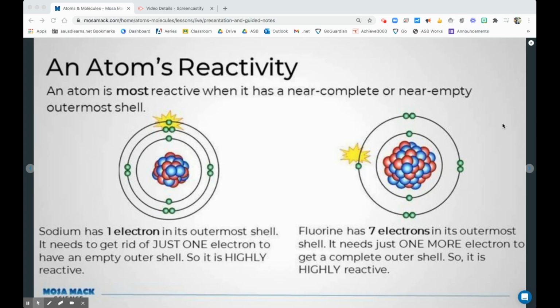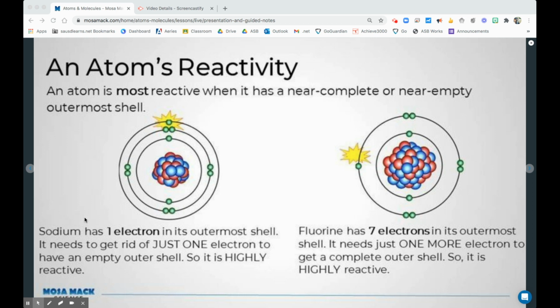So let's take a look at an atom's reactivity. An atom is the most reactive when it has a near complete or near empty outermost shell. Remember, the outer shell fits 8. So near complete means that it's close to 8, and near empty means that it's close to 0. Whenever it's close to 8 or close to 0, that's when it's most reactive. That's when there are big explosions and all of that happening when it comes into contact with other substances.